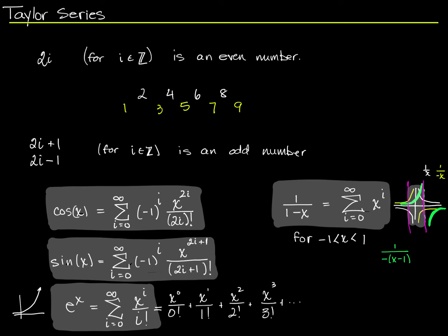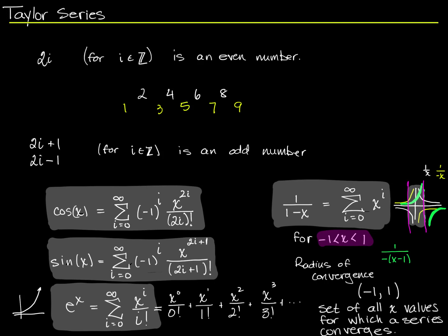This interval is what we call the radius of convergence. So the radius of convergence for 1 over 1 minus x is -1 to 1. The radius of convergence is defined as the set of all x values for which the series converges. So let me just write that down. The radius of convergence is the set of all x values for which a series converges.